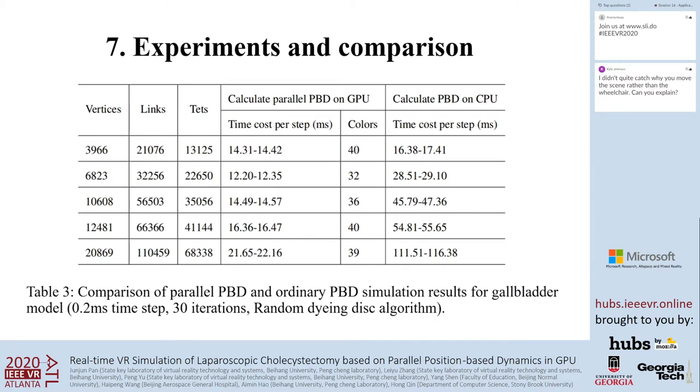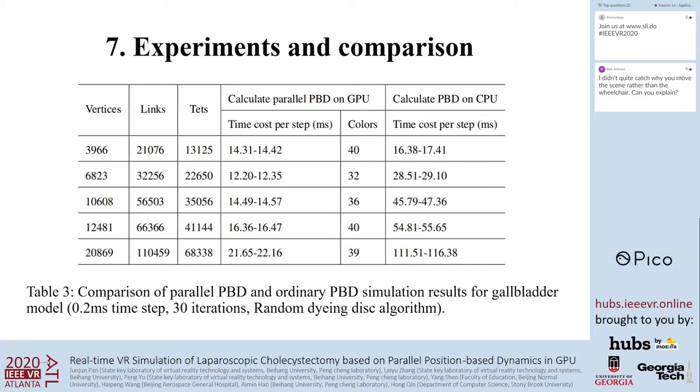This is the comparison of parallel PBD and ordinary PBD simulation results for the gallbladder model. The implementation of the coloring algorithm on the GPU can be 1.2 to 5 times faster than the algorithm on the CPU. We can find that this algorithm has a great advantage for real-time simulation.